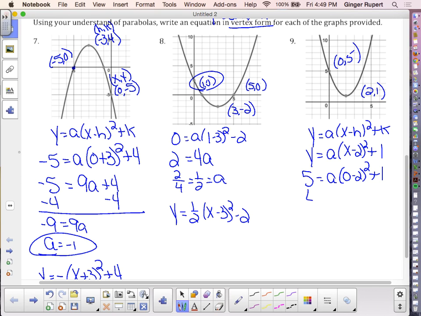Subtract the 1 from both sides, so you're going to get 4 is equal to negative 2 squared is 4, 4a, so you know that a is equal to 1. Then go ahead and write vertex form of the equation, y is equal to x minus 2 squared plus 1.